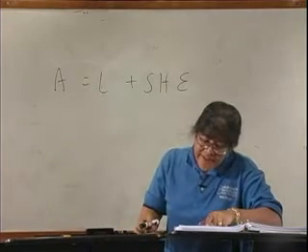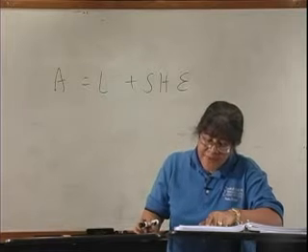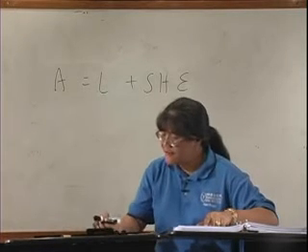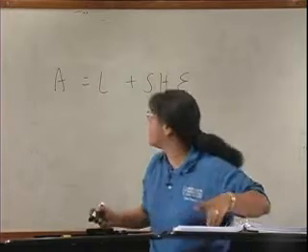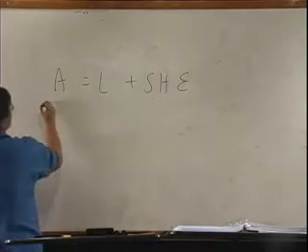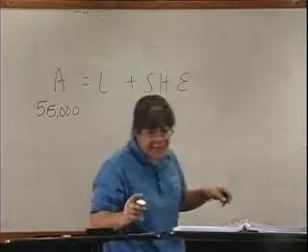On March 1st, 2008, Evans issued $500,000 of its 10% non-convertible bonds at 103. Okay, so $500,000 times 103% is going to be $515,000. We got cash of $515,000. Those are my assets.